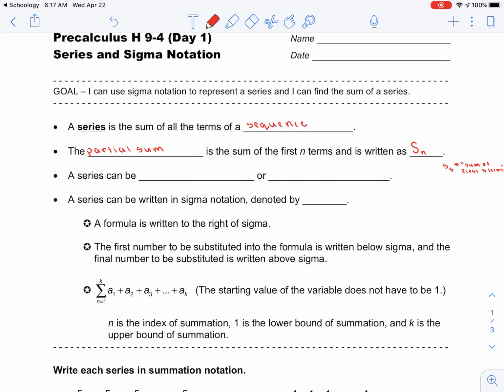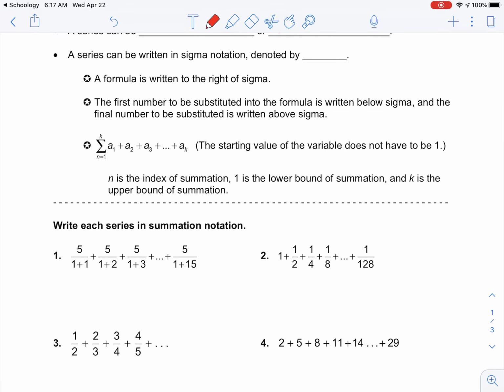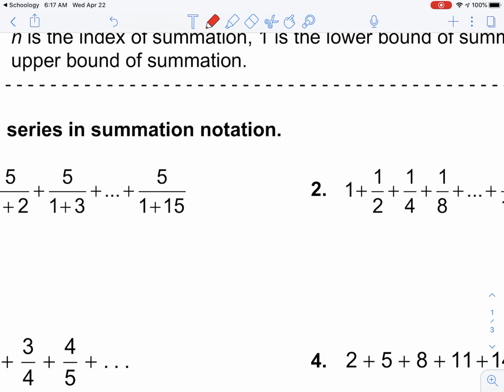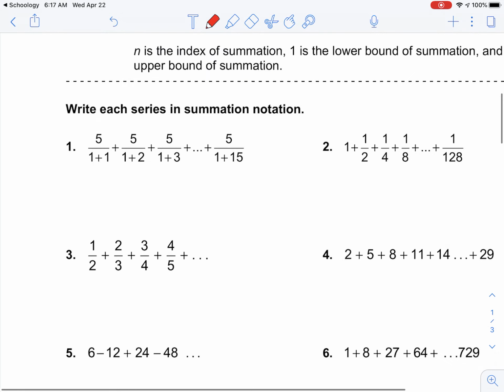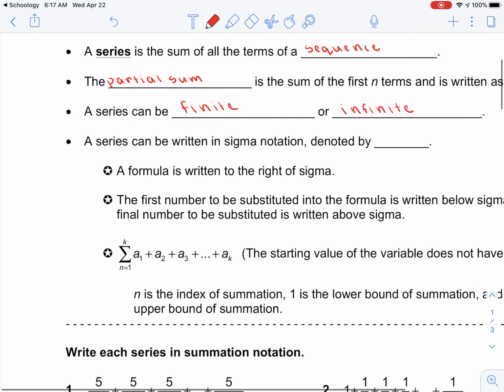A series can be finite or it can be infinite. And that all depends on what you see as the last term. If the last term is an actual number, then that means it's finite. But if you see the dots at the end, that means it's an infinite series.